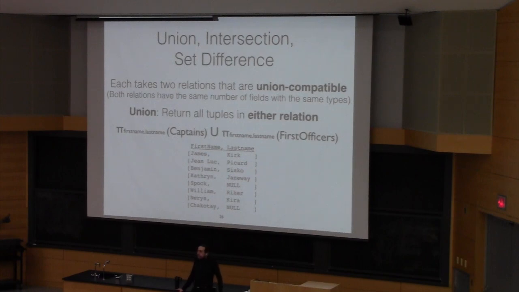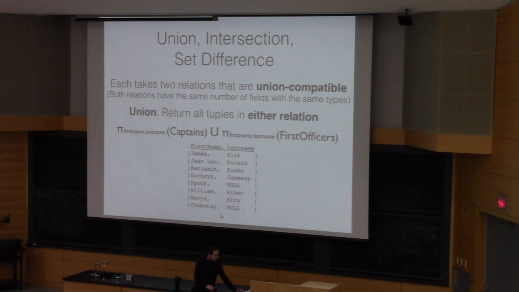Okay, so union, the next set of operations, and I'm going to squish these together: union, intersection, and set difference. Union is going to take two different input relations that are what's called union compatible. What I mean by that is they have the same schema. Both relations have the same set of attributes. A union in set relational algebra is going to return every tuple that exists in at least one of the two source relations. So if I unioned captains and first officers, I'd get the table up there.